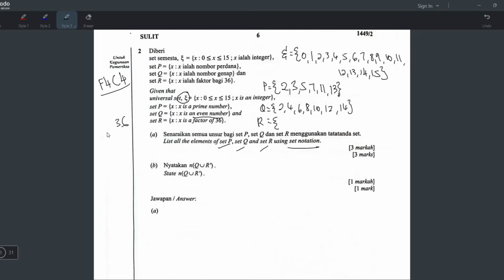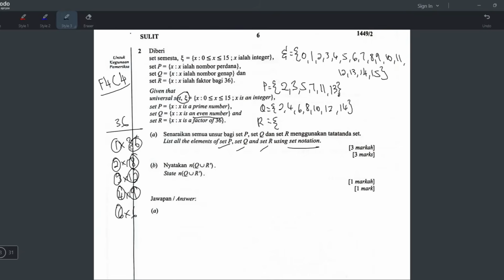So now let's list out the factors of 36. So I'm confirm 36 is not a prime number lah, because it definitely has more than 2 factors. Okay? So you have 1 times 36, 2 times 18, 3 times 12, 4 times 9, 5 tak boleh, 6 times 6. So as you can see, these are all the factors of 36: 1, 2, 3, 4, 6, 9, 12, 18, 36.